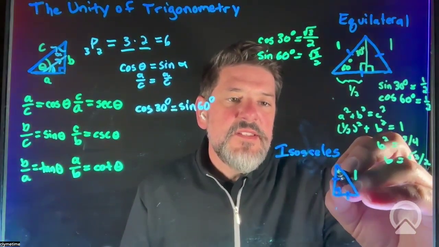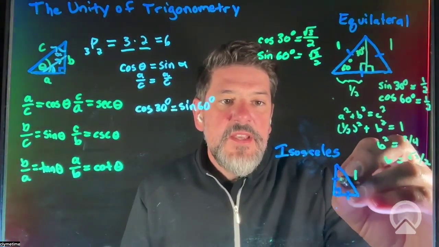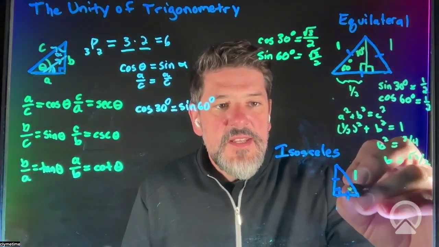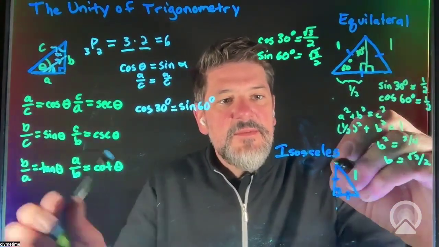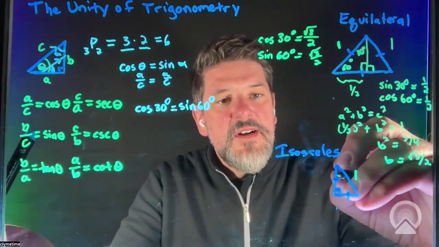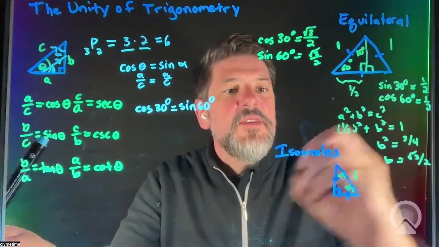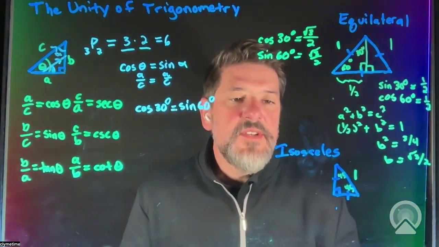And now what we know is that these two angles have to be the same. So if everything adds up to 180 and this is 90, that means these two have to add up to 90. And that means this has to be 45 and this has to be 45. So both of these angles are 45 degrees. So 45 degrees there and 45 degrees there.